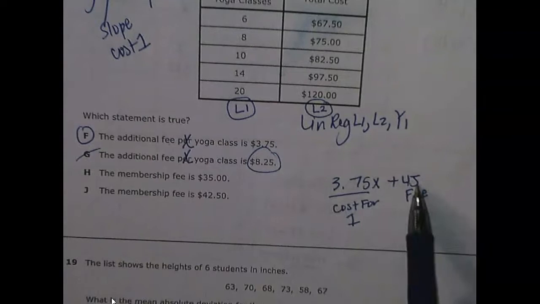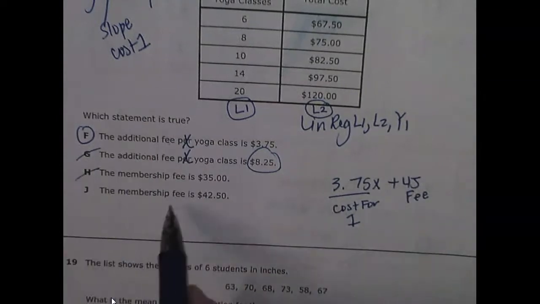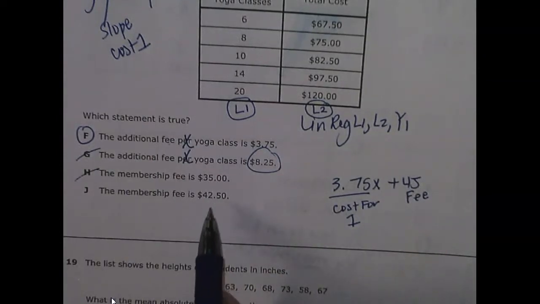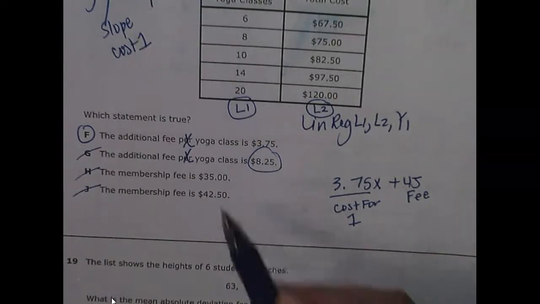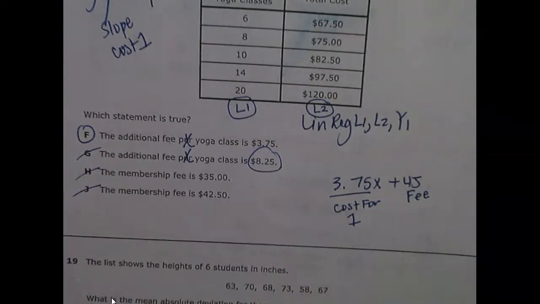You don't have a $35. The membership fee is $42.50. You don't have a $42.50 either. You're probably going to pick F, and you're awfully lucky they didn't put 45 here. Somebody does love you.